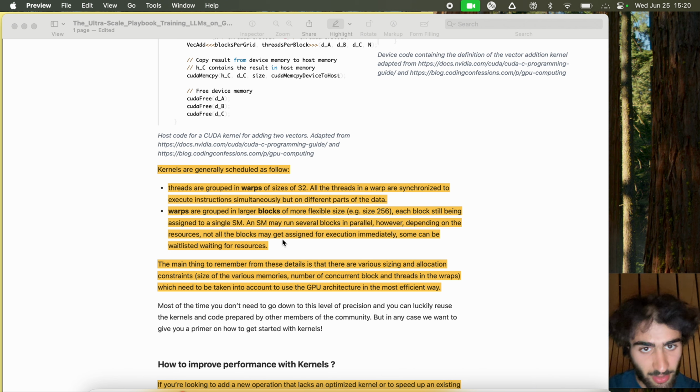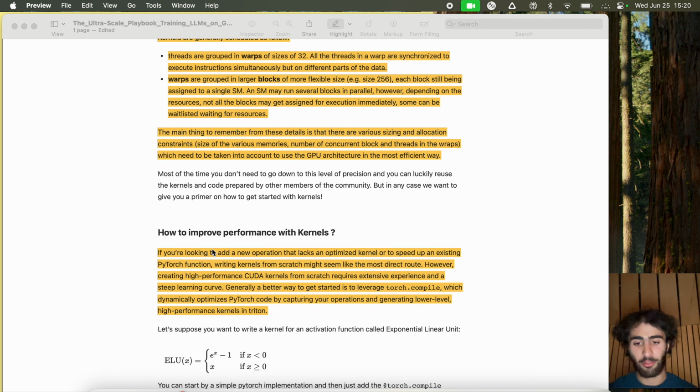And a stream multiprocessor may run several blocks in parallel. However, depending on the resources, not all blocks may get assigned for execution immediately. Some can be waitlisted, waiting for resources. And this type of scheduling happens within the GPU. So this is not something, at least unless you're at the very lowest of levels, that you would have to schedule yourself. The main thing to remember from these details is that there are various sizing and allocation constraints.